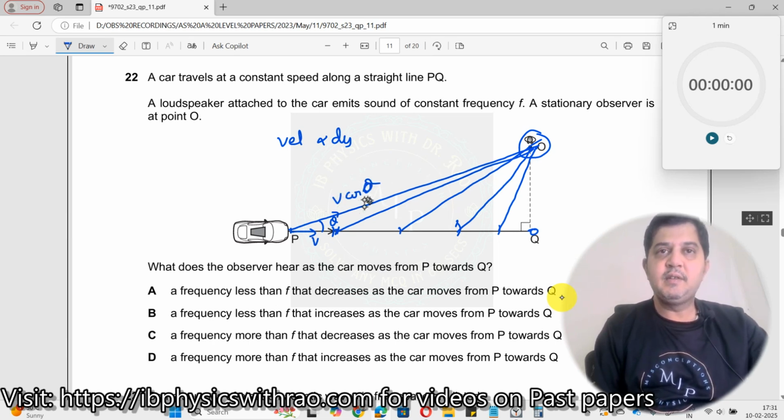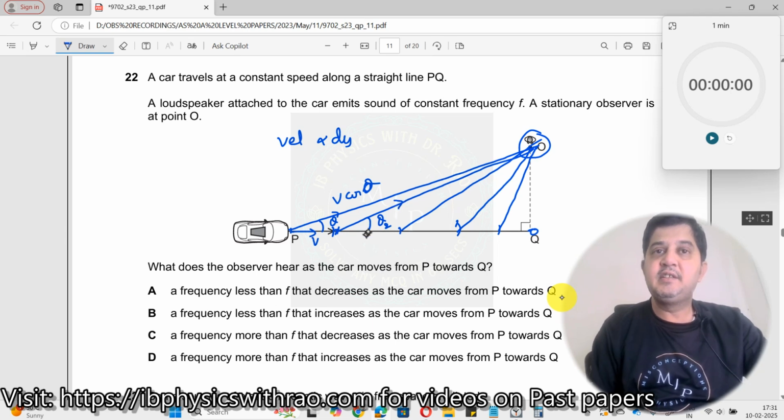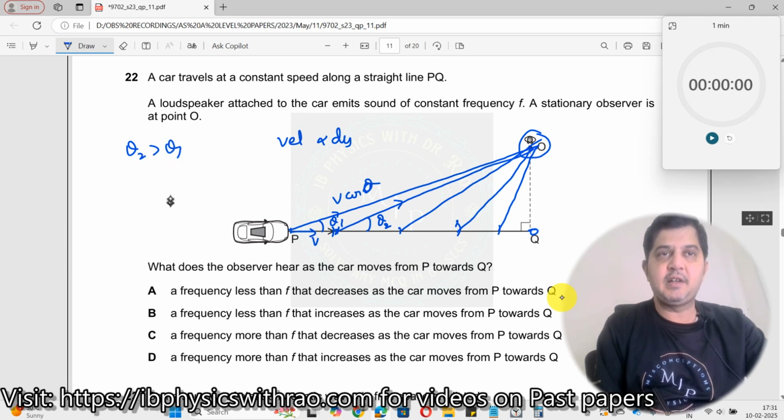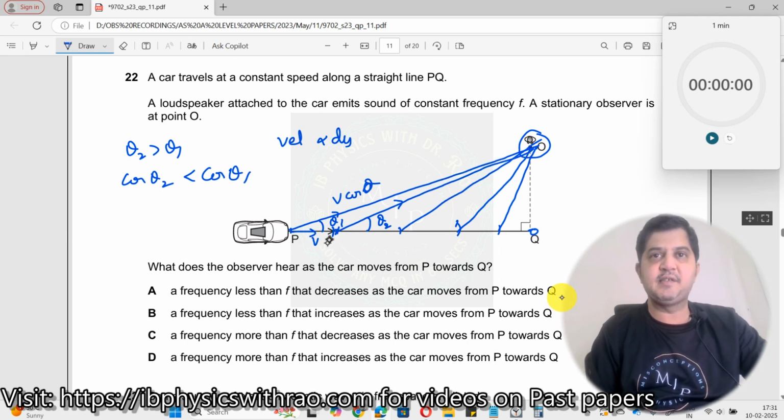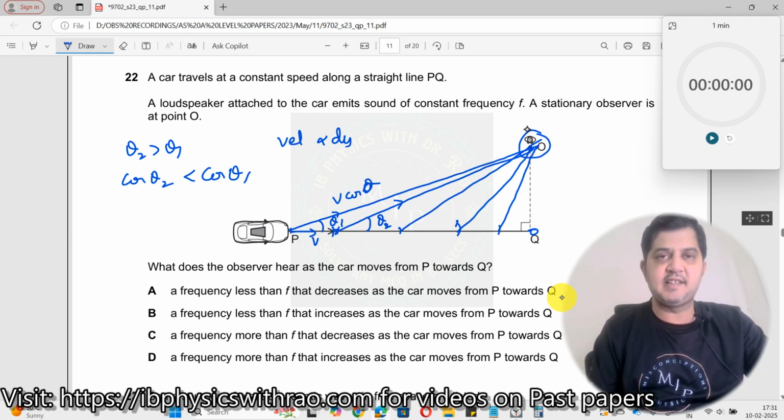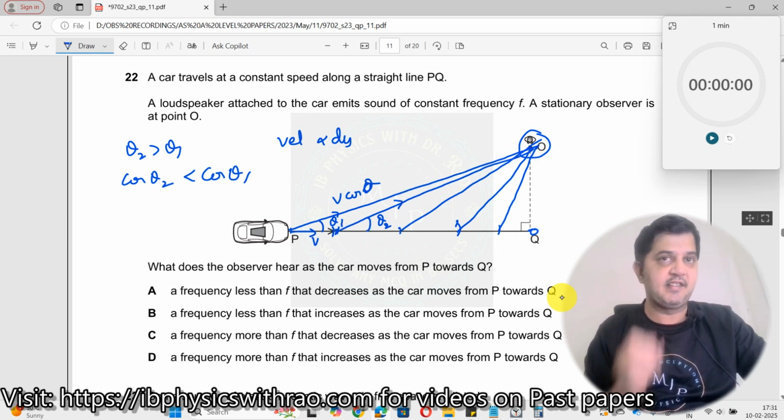Now definitely this theta is smaller. When the car comes to this point, this will be your theta 2. Then the velocity here will be V cos theta 2. Theta 2 here is larger than theta 1. When theta 2 is larger than theta 1, cos theta 2 is less than cos theta 1. Which means the velocity at which this observer receives is much lesser. The velocity of the source as seen from here is much lesser, not the sound wave.